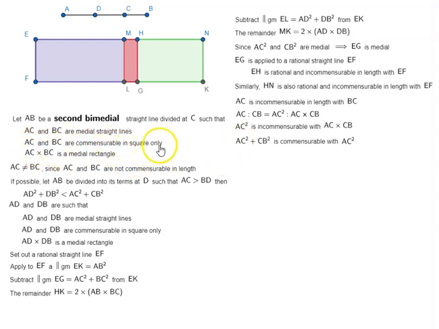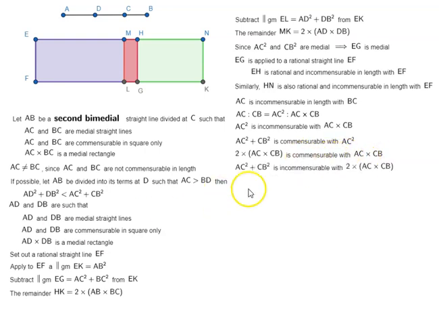AC and BC are commensurable in square. So that means their sum will also be commensurable with one of the squares. 2 times AC by CB is commensurable with AC by CB. Pretty straightforward this one. So which means AC square plus CB square is commensurable with AC square. 2 times AC by CB is commensurable with AC by CB. But AC square is incommensurable with AC by CB. That means we can say AC square plus CB square is incommensurable with 2 times AC by CB.